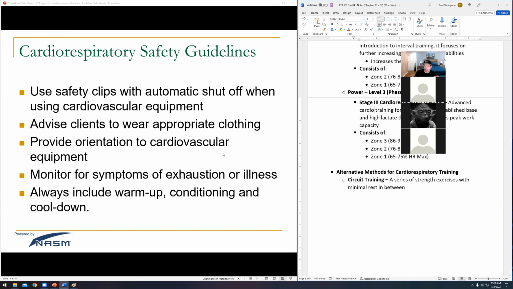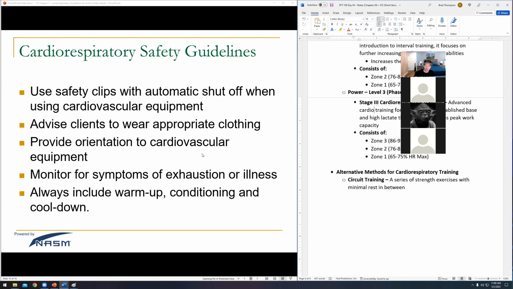Give them an orientation on how to use the cardio equipment. Make sure they know how to adjust the numbers properly. And then if you're doing this, just monitor for exhaustion. If your client's really sprinting, clients will be very bad at learning how to control their heart rate. So make sure that they're not getting fully exhausted.